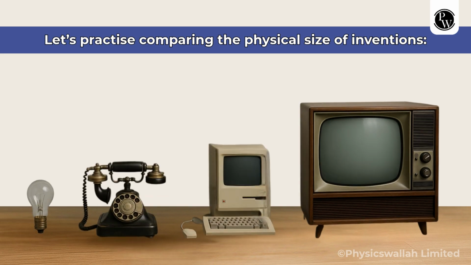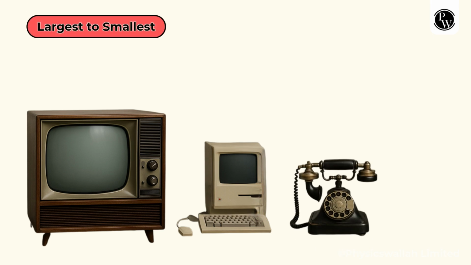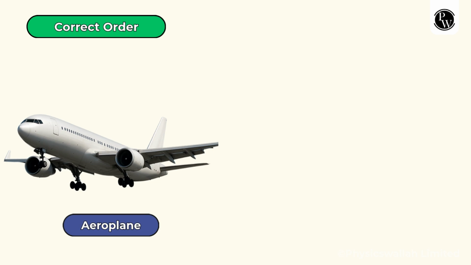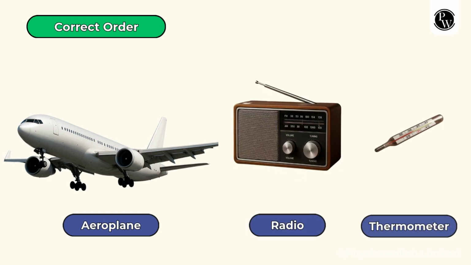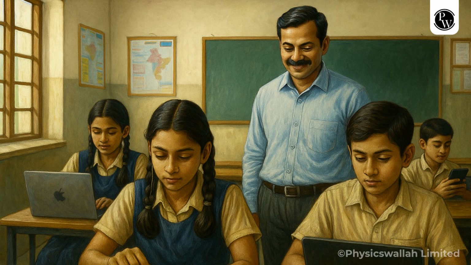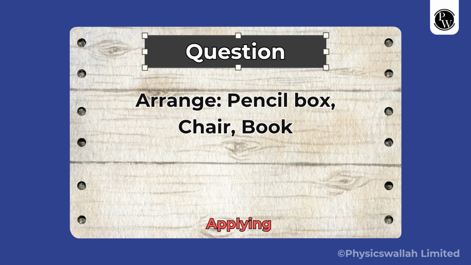Let's practice comparing the physical size of inventions. Given items: thermometer, aeroplane, radio. Descending order means from largest to smallest. So the correct order is aeroplane greater than radio greater than thermometer. Now think about things in your home or classroom. Can you try arranging them too? Arrange: pencil box, chair, book.